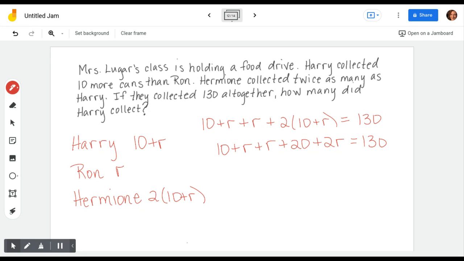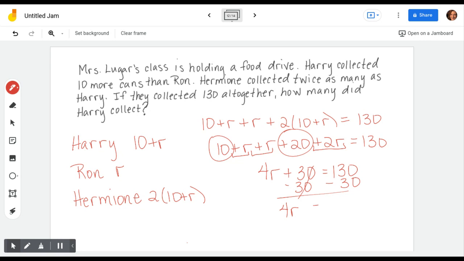Same side, same operation. You just simplify. You put them together. So on the left, I've got a whole bunch of stuff that I can do here. Let's start with the R's. Plus R, plus R, plus 2R. All together, that's 4 R's. And then plus 10 plus 20, that's a positive 30, equals 130. To get the variable by itself, I'm going to subtract 30 from both sides. That leaves me with 4R equals 100. Divide by 4, you're going to find out that R equals 25.